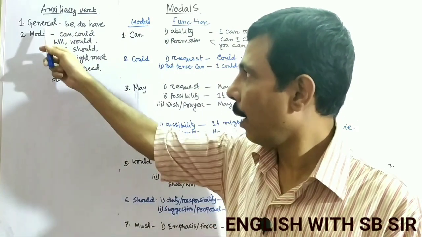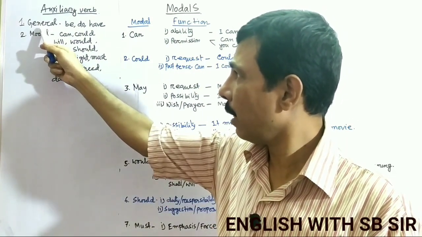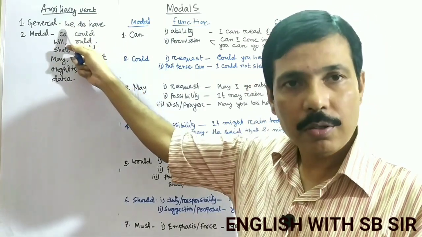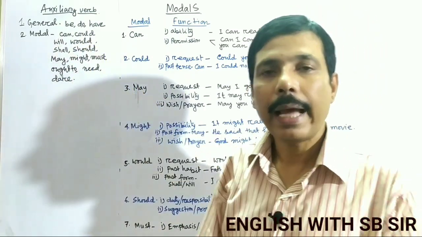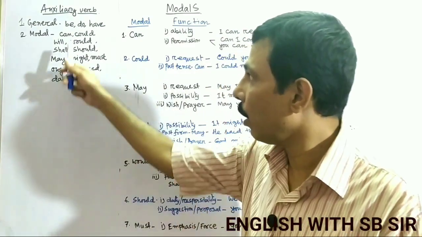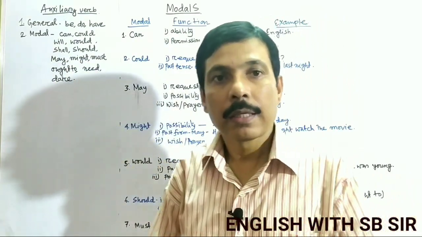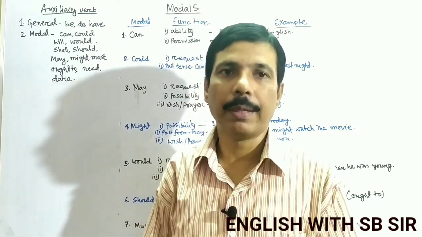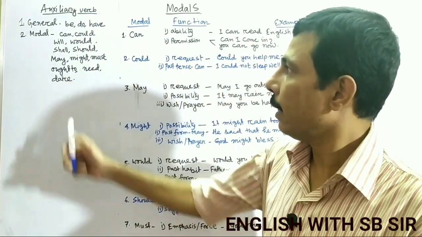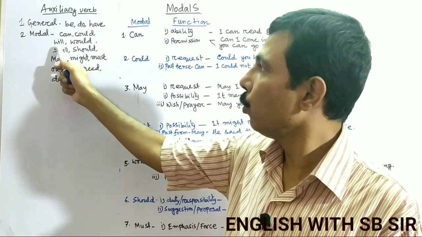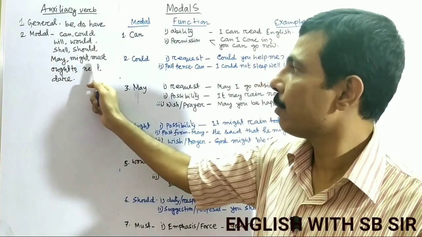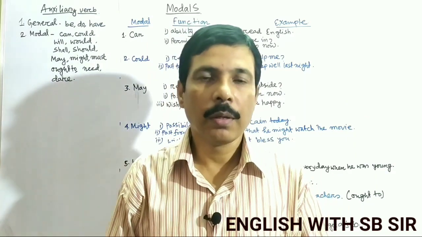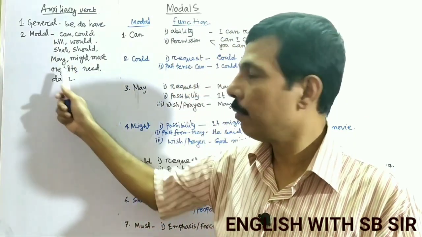Number two, in the sentence these verbs, when they are used as auxiliary verbs, have no specific meaning, but modal auxiliaries always express some specific meaning. Now there are can, could, will, would, shall, should, may, might, must, ought to, need, dare and some other verbs also, but they are the most important verbs.